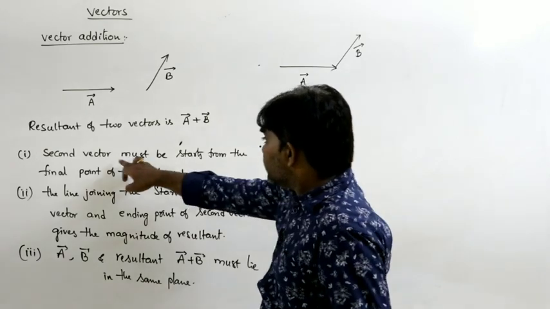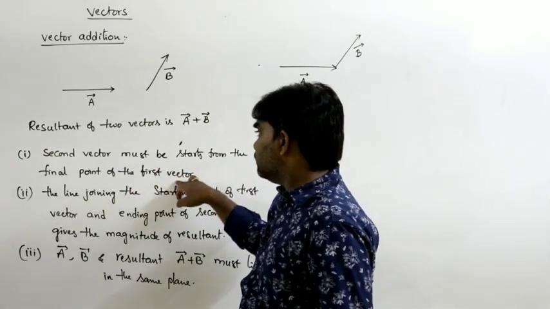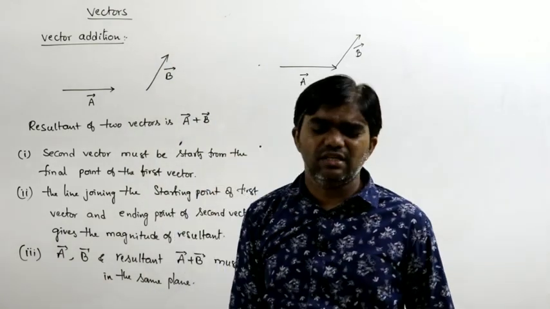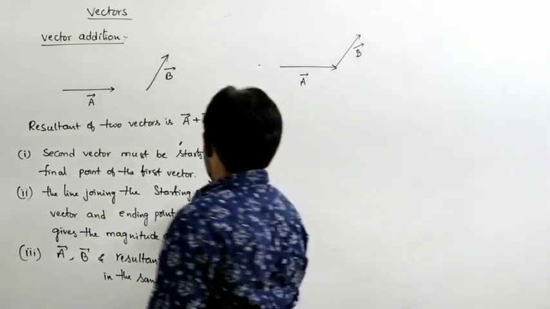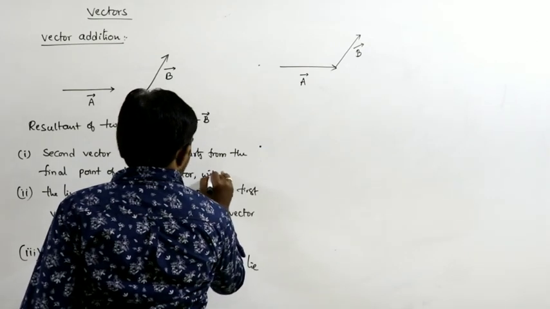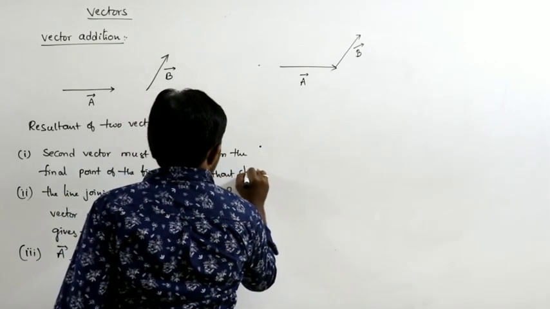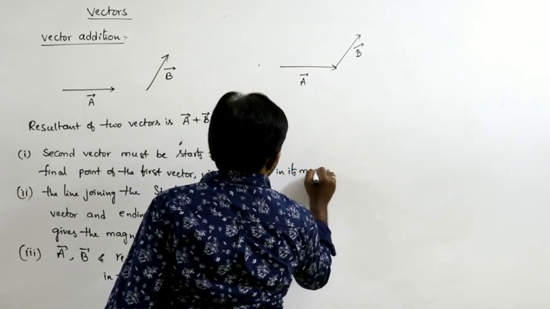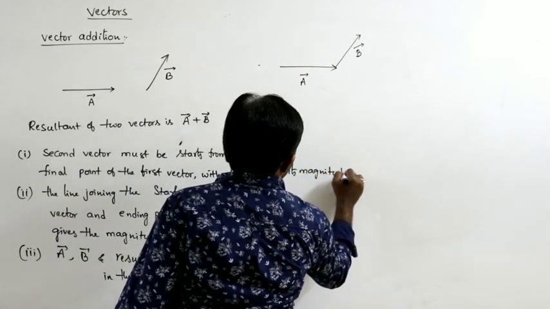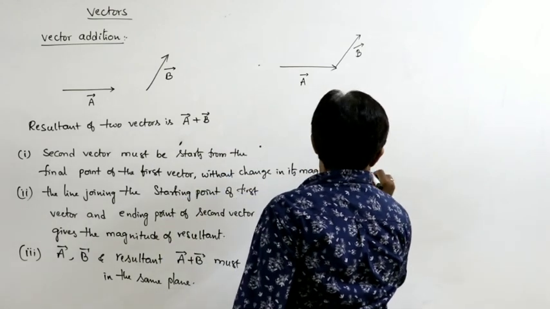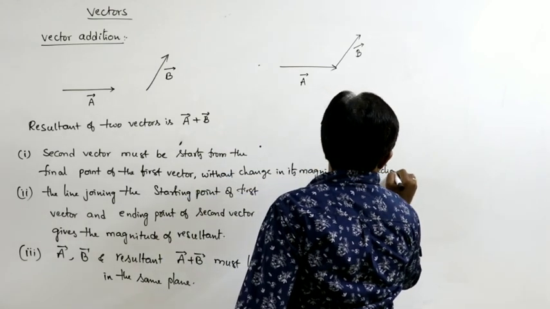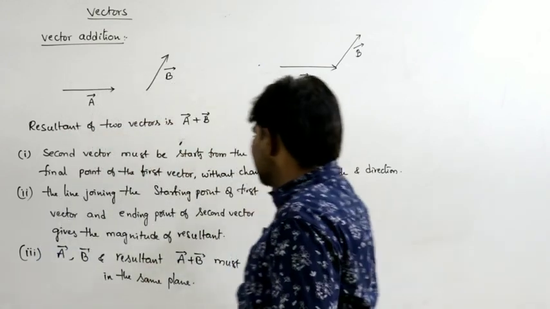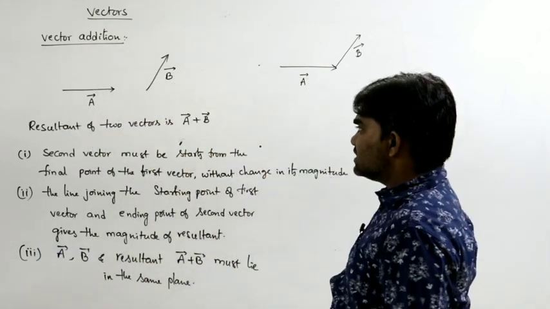So the second vector must start from the final point of the first vector without changing its magnitude and direction. That is important here. So this is the second vector.